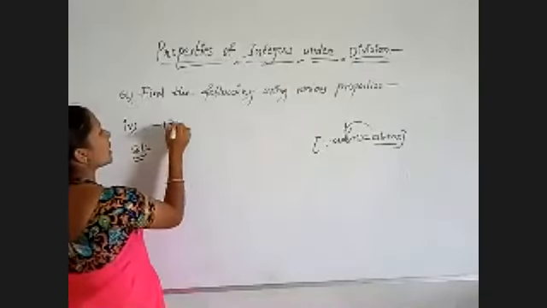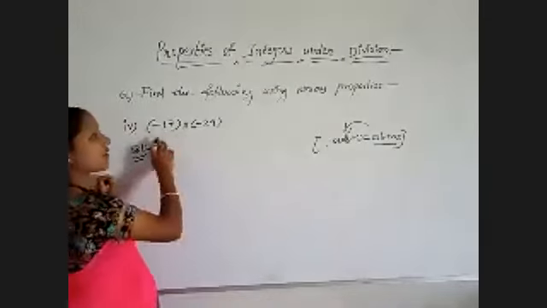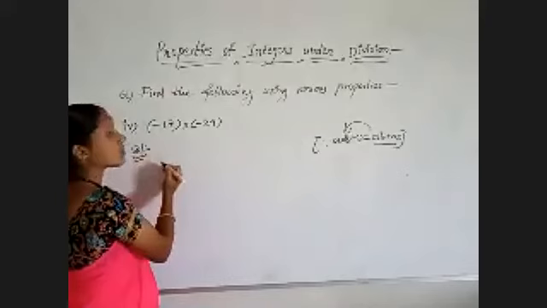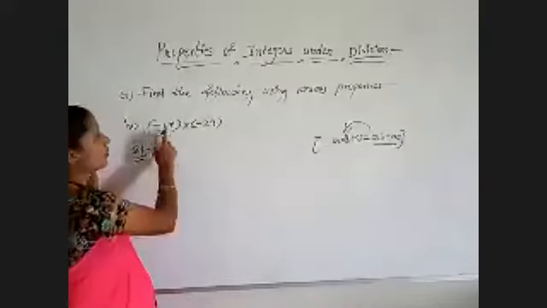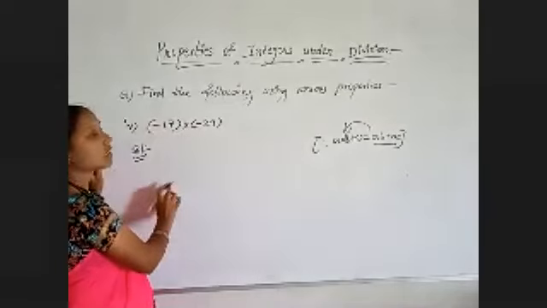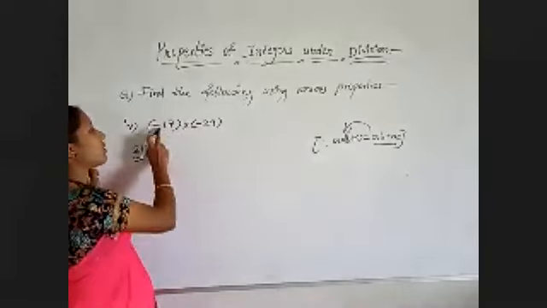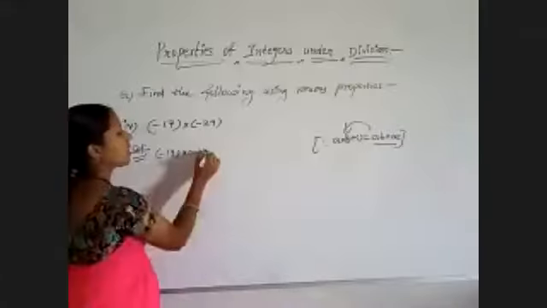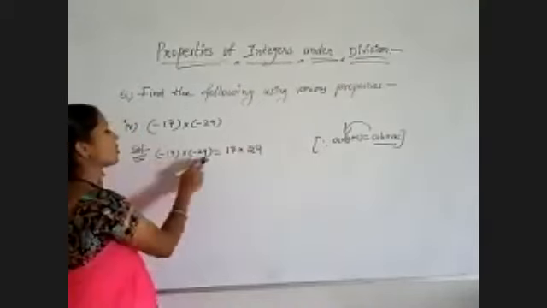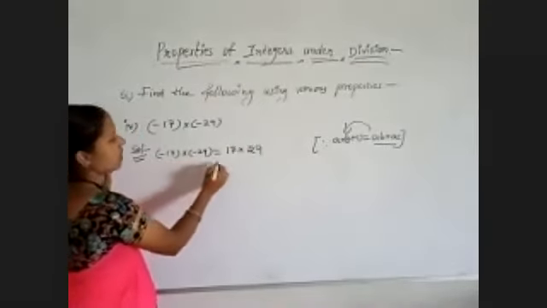Minus 17 into minus 29. Instead of taking minus values, it is very easy and better to remove the minus before calculation. But minus into minus will become plus, so minus 17 into minus 29 is equal to plus 17 into plus 29.